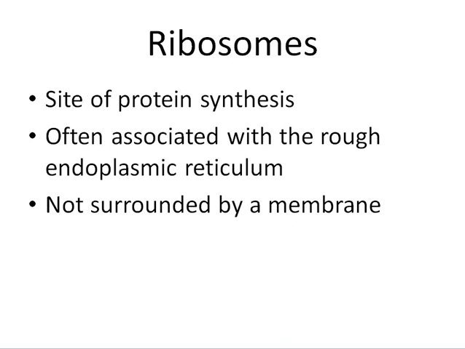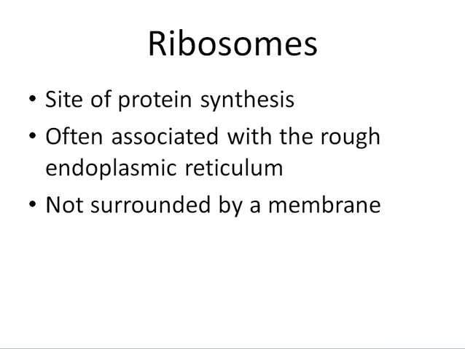Welcome back. In this screencast, we'll finish Chapter 3 by discussing the remaining organelles. Let's start with ribosomes. One way that ribosomes differ from other organelles is that they are not surrounded by their own membrane. They also differ in that they are found in both eukaryotic and prokaryotic cells. Ribosomes are a vital part of all cells because they are the site of protein synthesis.